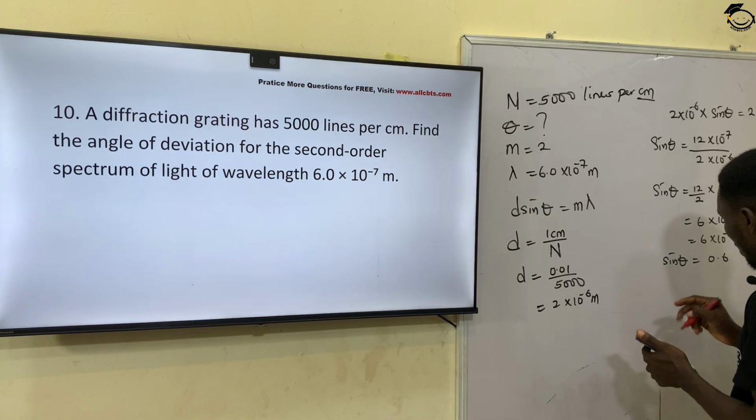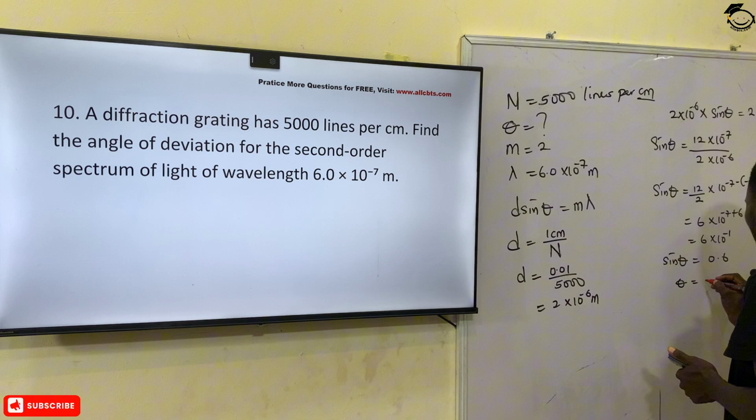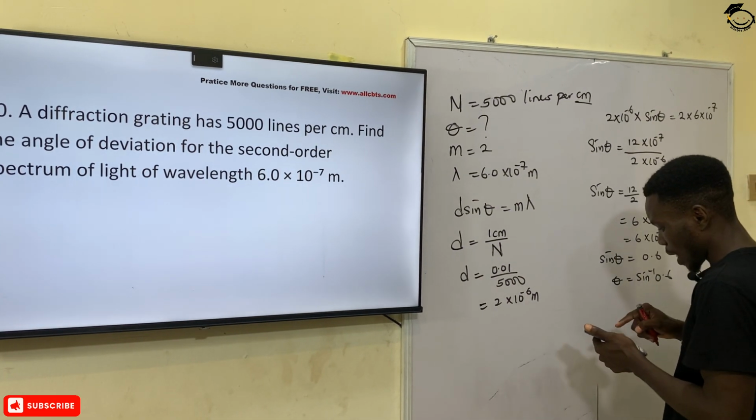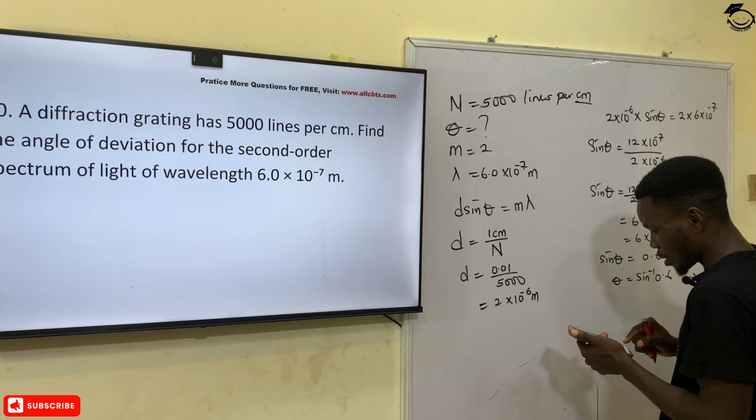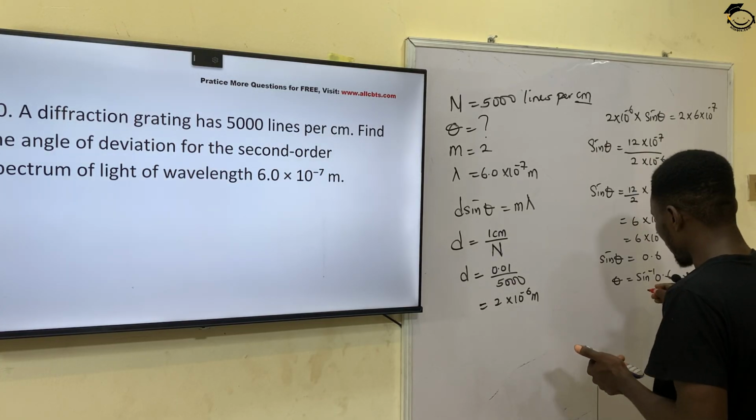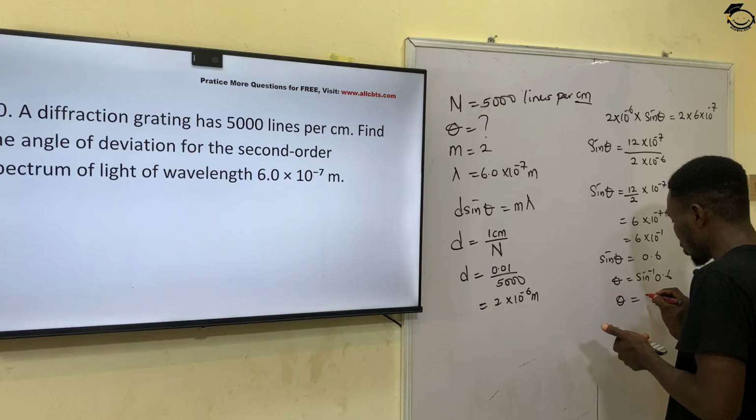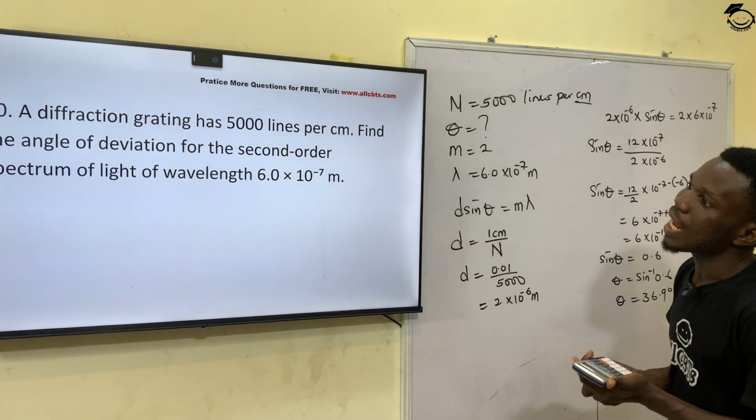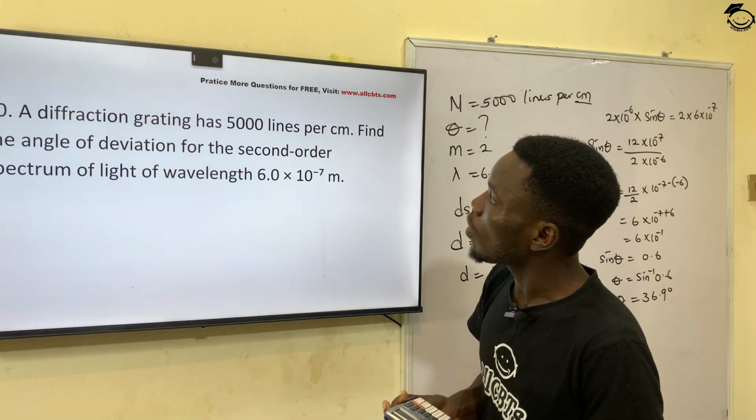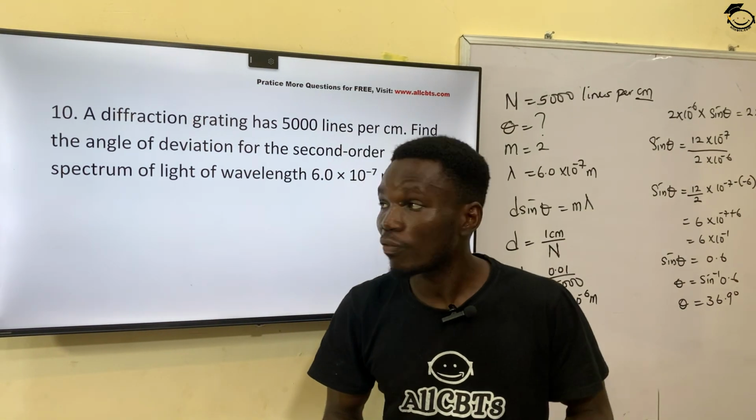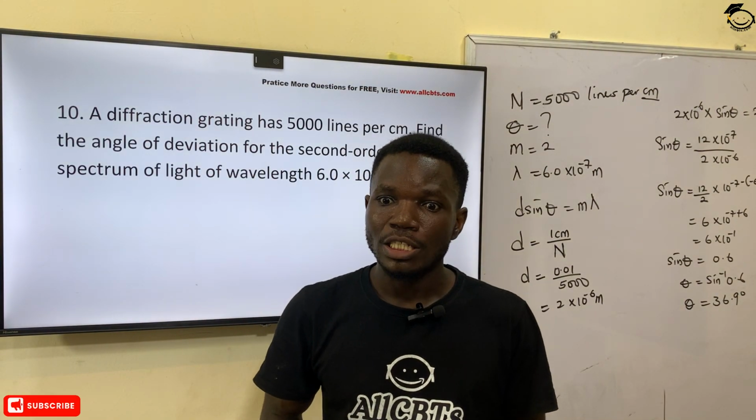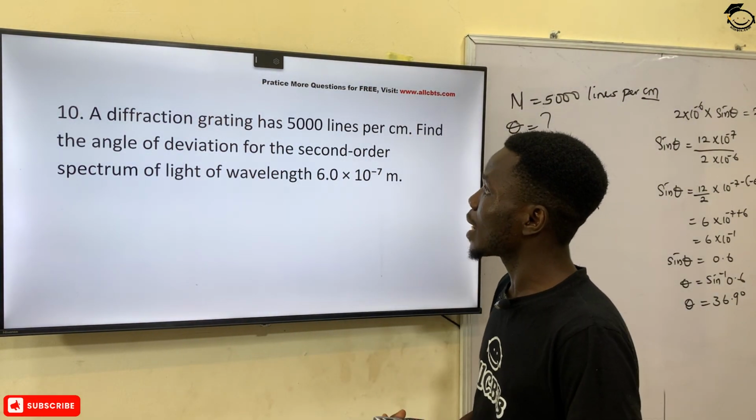It means my theta here is going to be sine inverse or arc sine of 0.6. So sine inverse of 0.6 means that my theta is going to be 36.9 degrees. It means that the angle of deviation for the second order spectrum of light of this wavelength is 36.9 degrees. Moving on to question number 11.